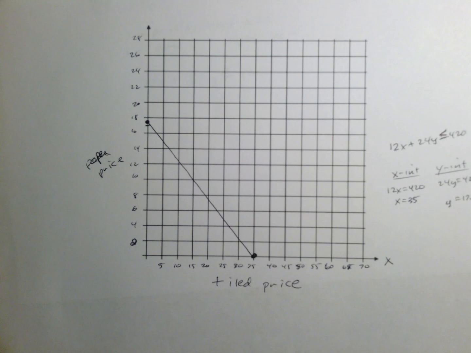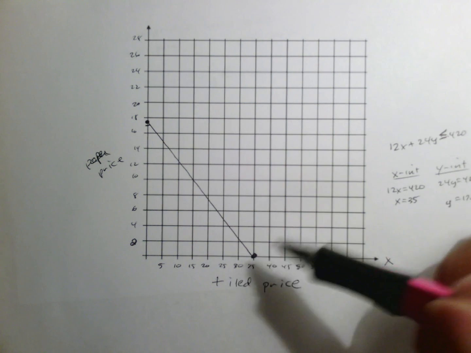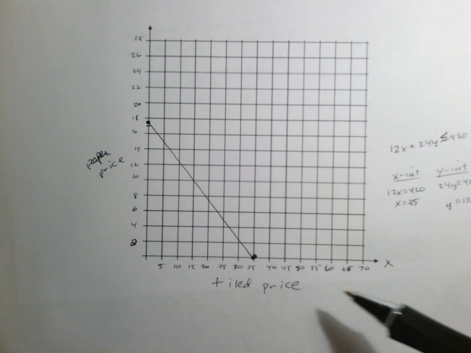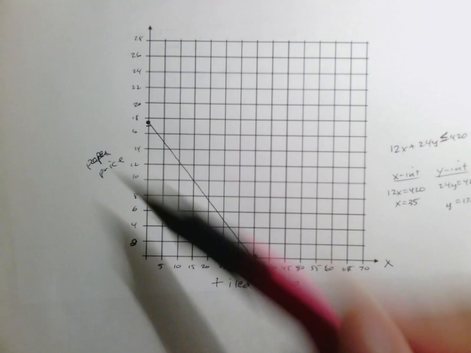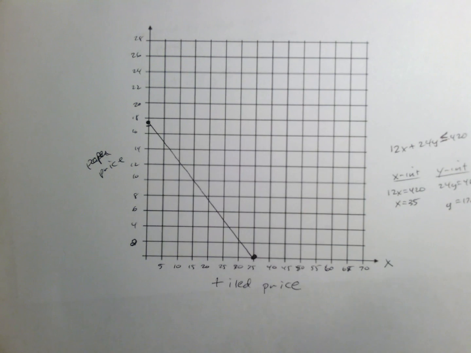And that is where we are. Alright. So outside of that, that is our graph. It's not going to go below because the paper price is not going to go less than 0. It's not going to go beyond that part because the tile price is not going to go less than 0. So you pretty much keep the graph in that area there. Alright.